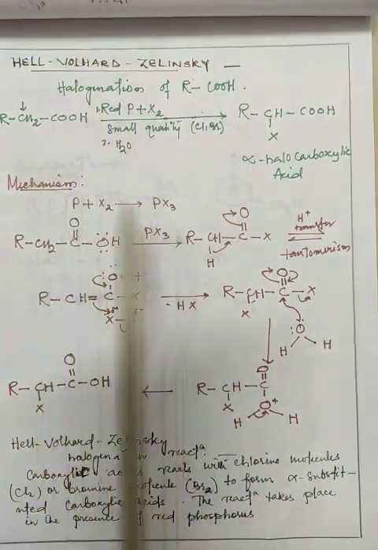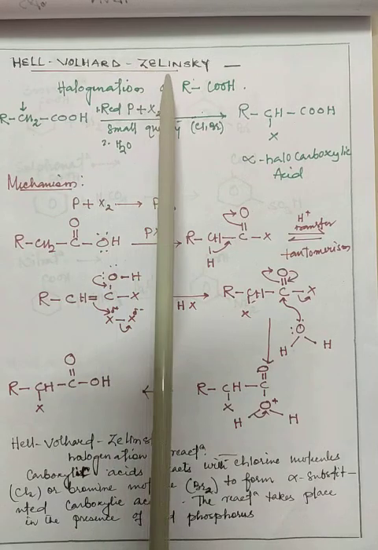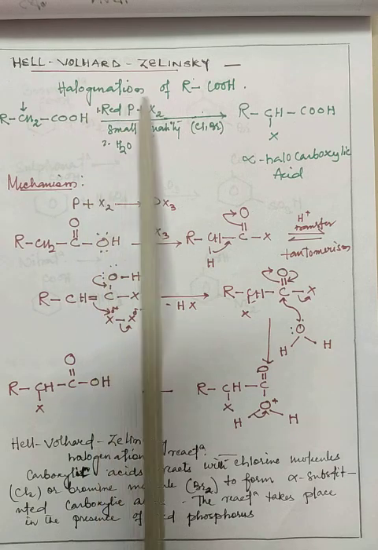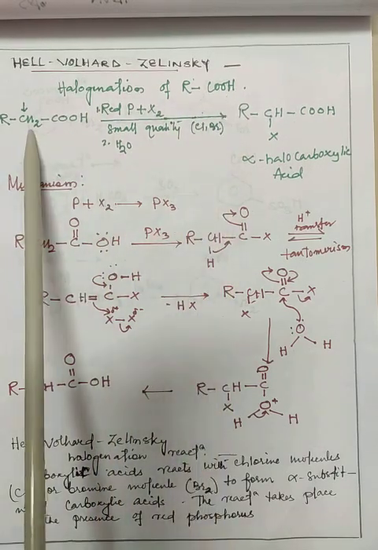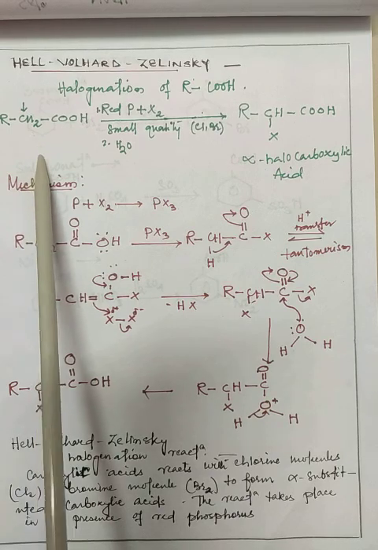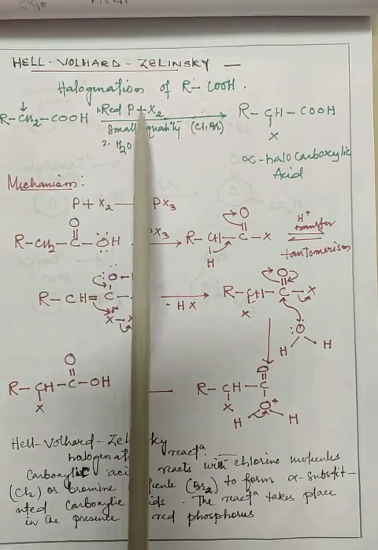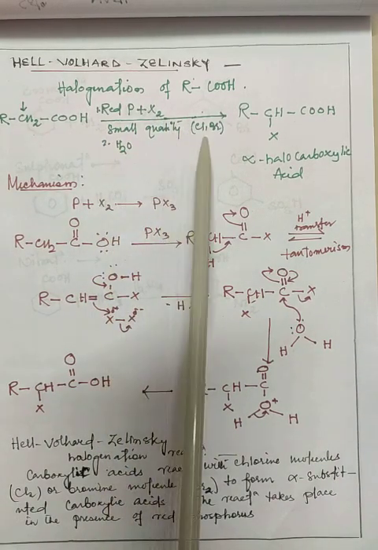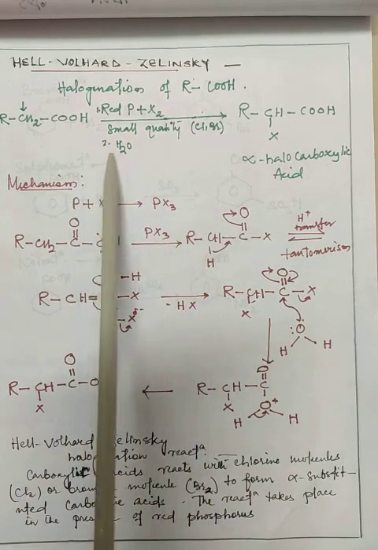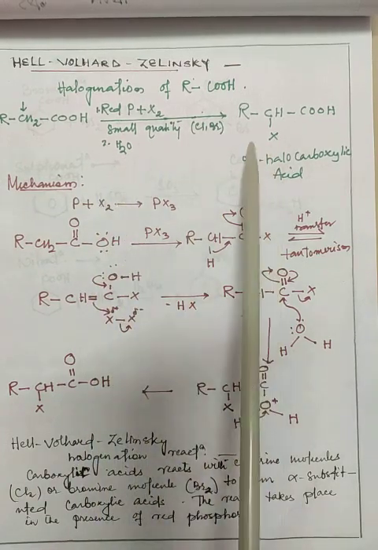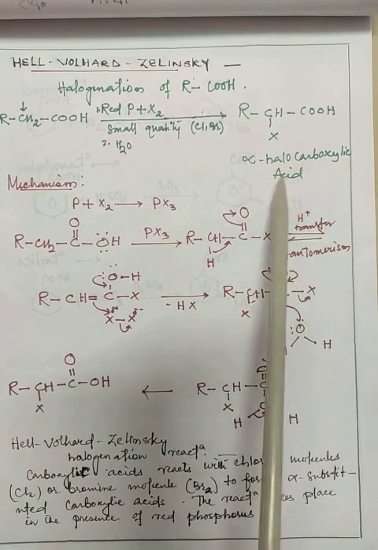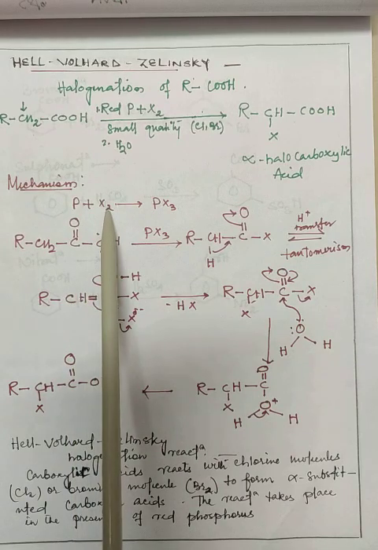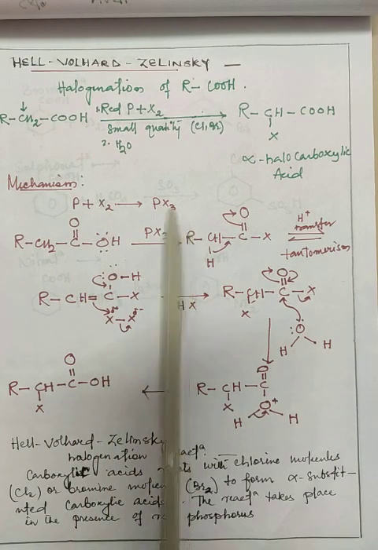Now another one is Hell-Volhard-Zelinsky. This is the halogenation of carboxylic acid. Now acetic acid with red phosphorus, then X2 in small quantity, like chlorine or bromine. Number 2, water hydrolysis, and then we will get alpha halo carboxylic acid. So now the mechanism is this: P plus X2, then we will get PX3.